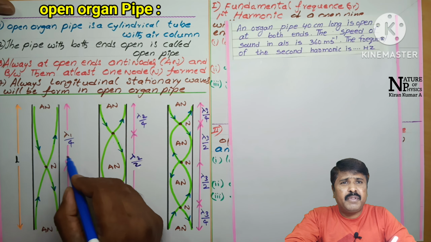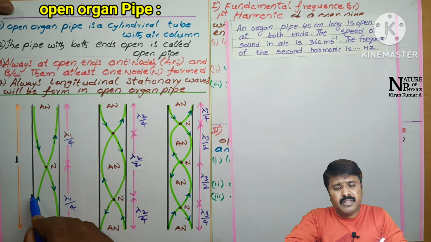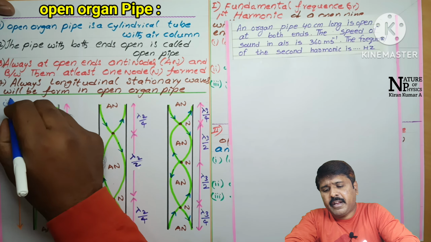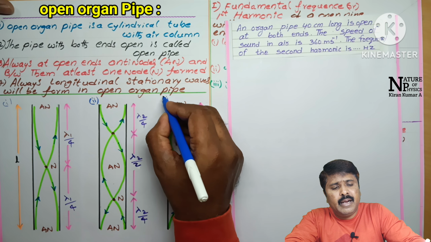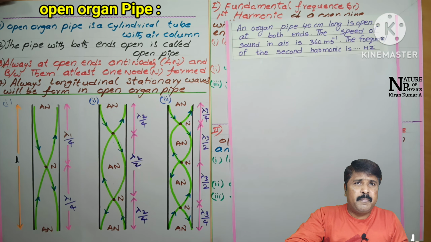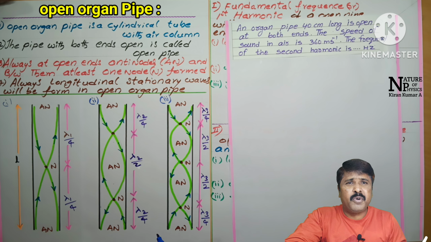See, the length of the pipe remains the same in the 3 diagrams. In the first, second and third diagrams the length of the pipe remains the same, but we will get different wavelengths based on the derivation I am going to write.